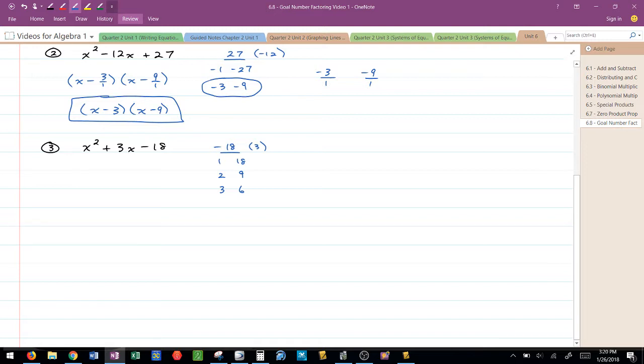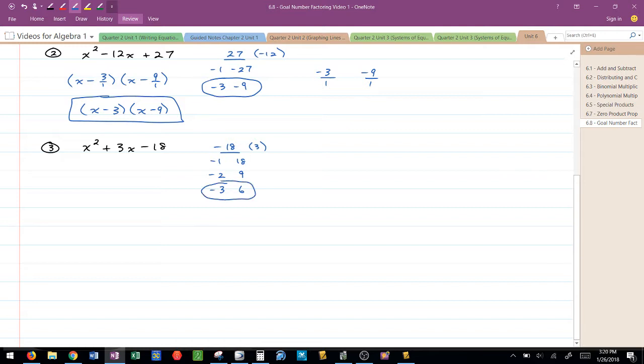Now let's look at the multiply first. I know that one of the numbers has to be negative. That's the only way that you can multiply two numbers together and get a negative product. Okay? But they need to add to be a positive. Well, that's telling me the smaller term has to be the negative one. Negative 1 times 18 is negative 18. Got it? Now, which combination will add to give me positive 3?